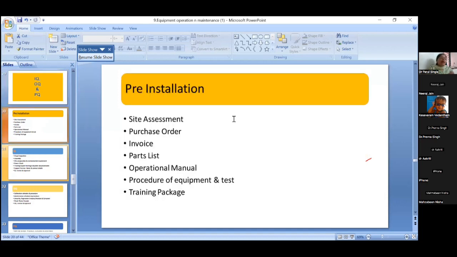There are some pre-installation requirements. Definitely ask for those pre-installation requirements. Even the company asks you, show us the place. We have certain pre-installation prerequisites, and we request you to comply with them.